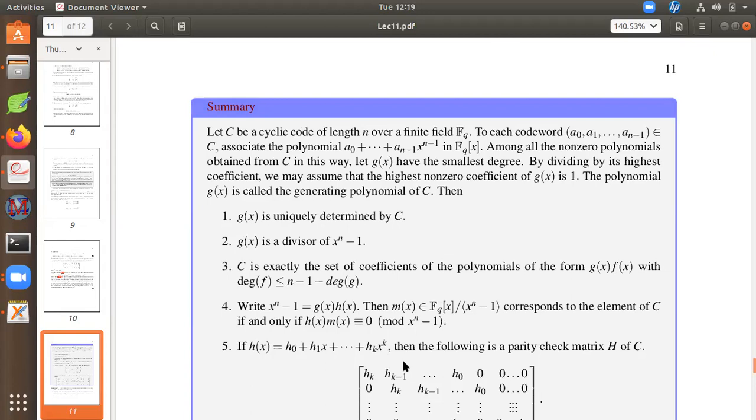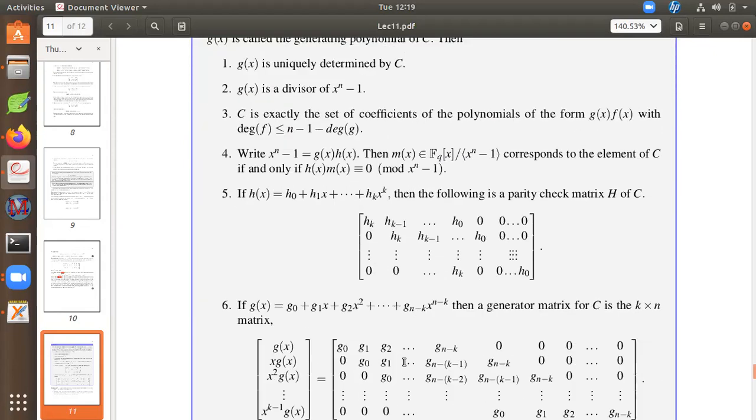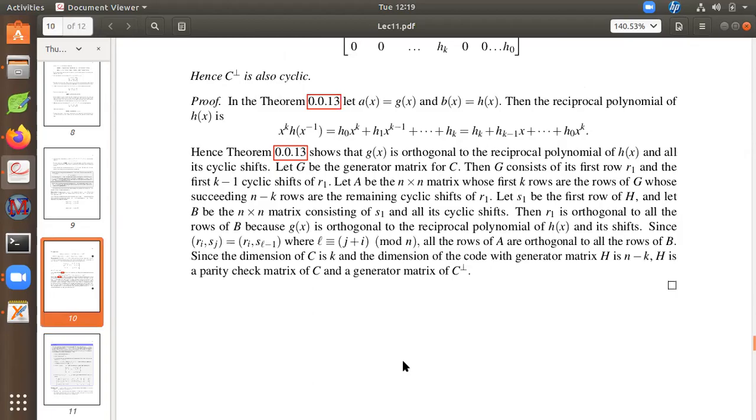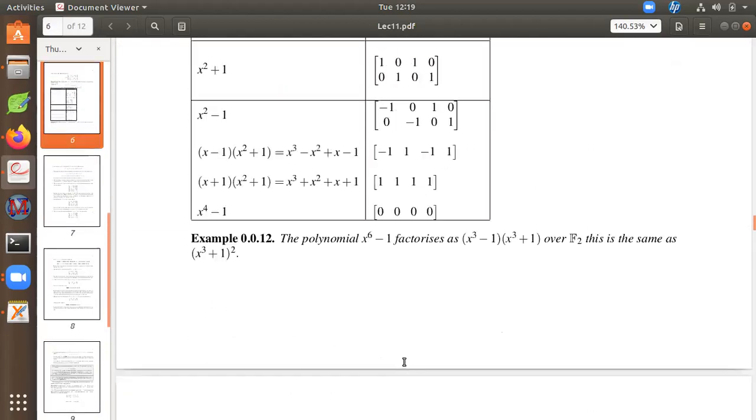Now we need to show why. What are the questions you have right now in your mind? Why is g uniquely determined? Why is g of x a divisor of x power n minus 1? Why is every code word actually g of x into f of x? Or why is every code word satisfying h of x into m of x equal to 0? Why does the parity check matrix look like this? Why does the generator matrix look like this? These are the questions you have, so I need to answer those now, right? That is the overall summary of cyclic codes.